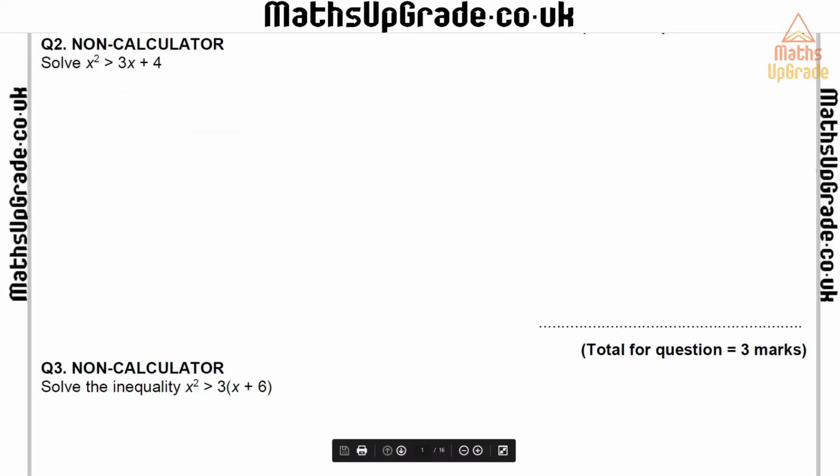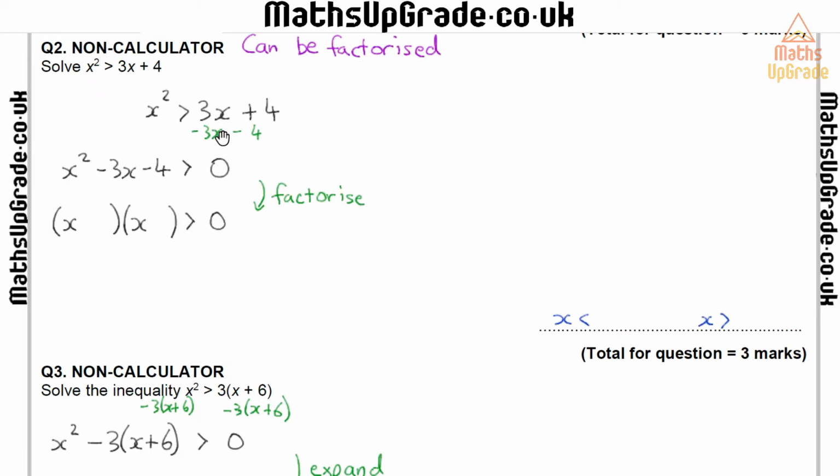Question 2 asks us to solve this inequality: x squared is greater than 3x plus 4. The first thing we're going to do is get it in the form of a quadratic. So we're going to subtract 3x plus 4 from both sides. That gives us x squared minus 3x minus 4, which is greater than 0.